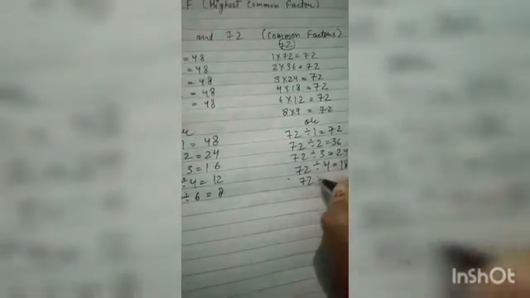Then 72 divided by 6 I will get 12. 72 divided by 8 I will get 9. Okay, so you can choose this method or this method, any one. Okay, any one method.